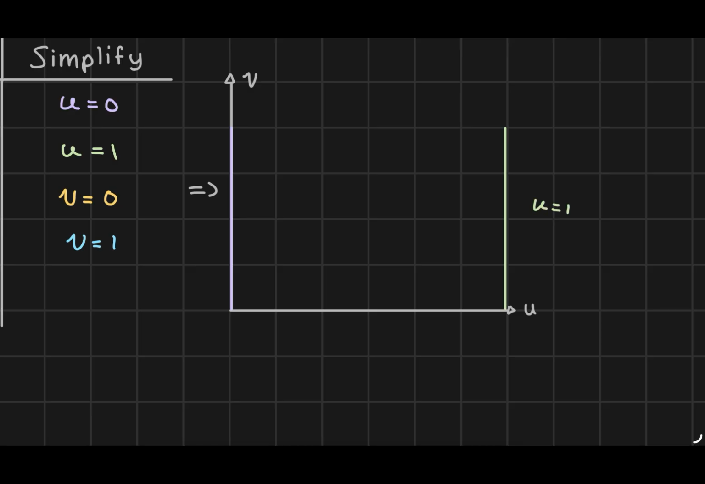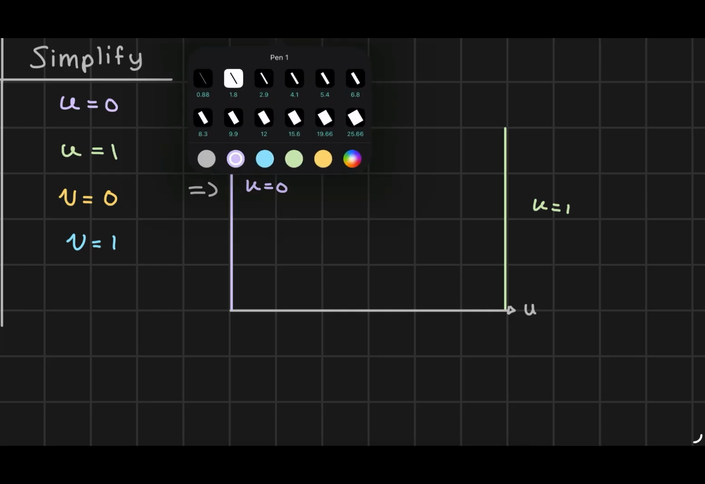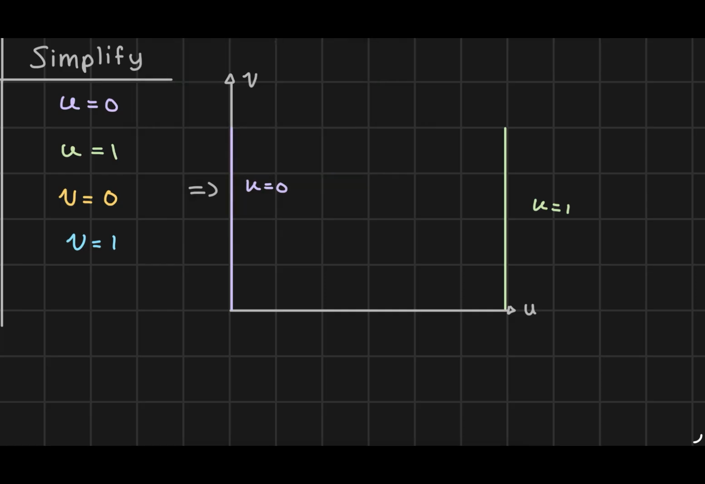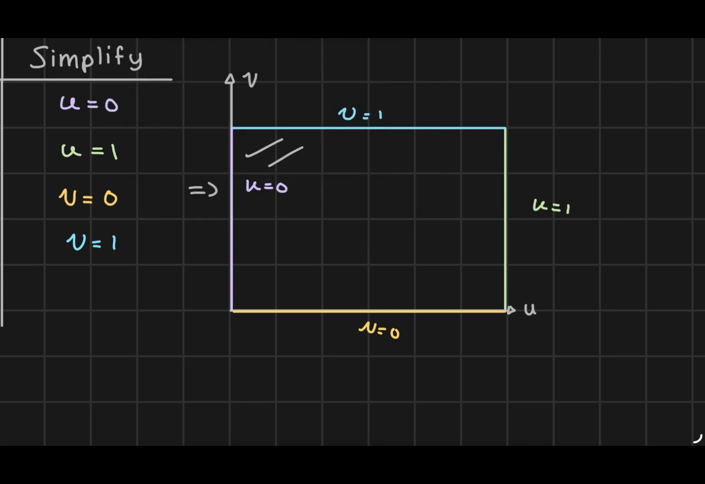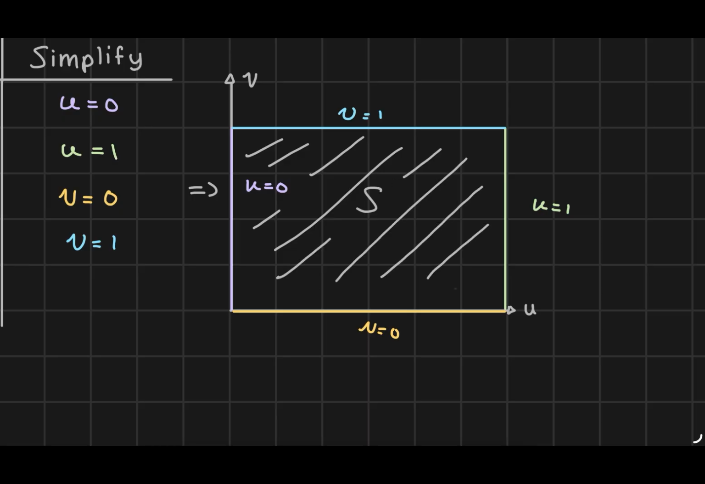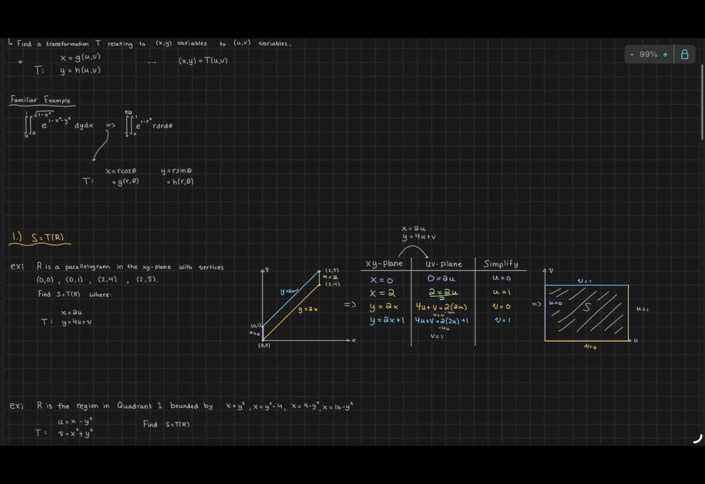Let's label these. U is equal to 1 and u is equal to 0. V is equal to 0. Well, that's just going to be this line right here connecting them. Similarly, v is equal to 1 is just going to be this line connecting them as well. And this right here is going to be our new region, S, wherein our S is equal to T of R. So that kind of answers our first question here.